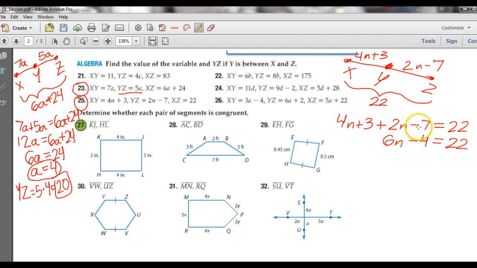Okay, so I combined my like terms on the left. Now I'm going to add 4 to both sides. And divide by 6. So 26 over 6, which we could simplify to, if we divide by 2, 13/3, or that would be 4 1/3.